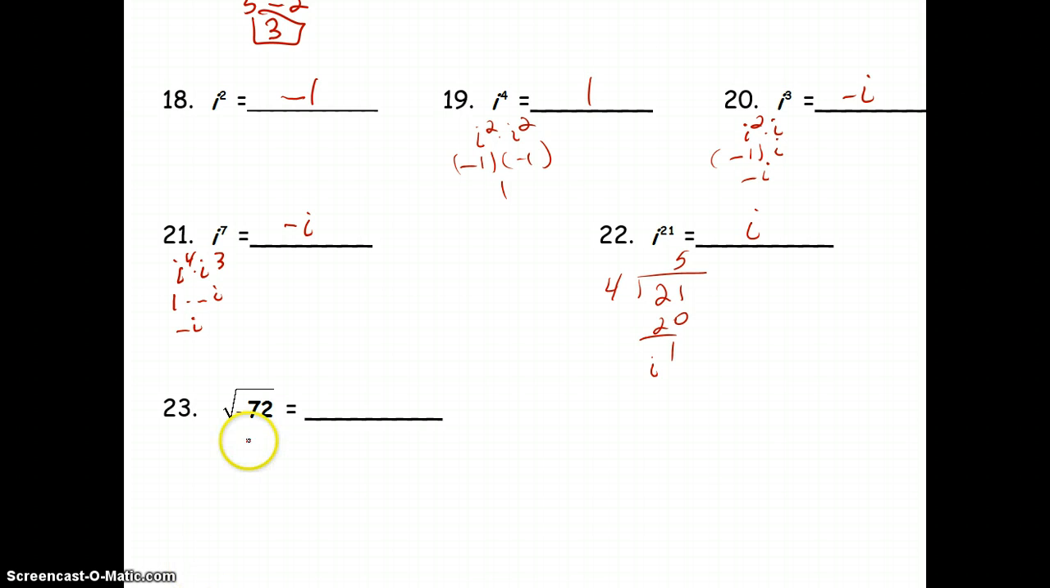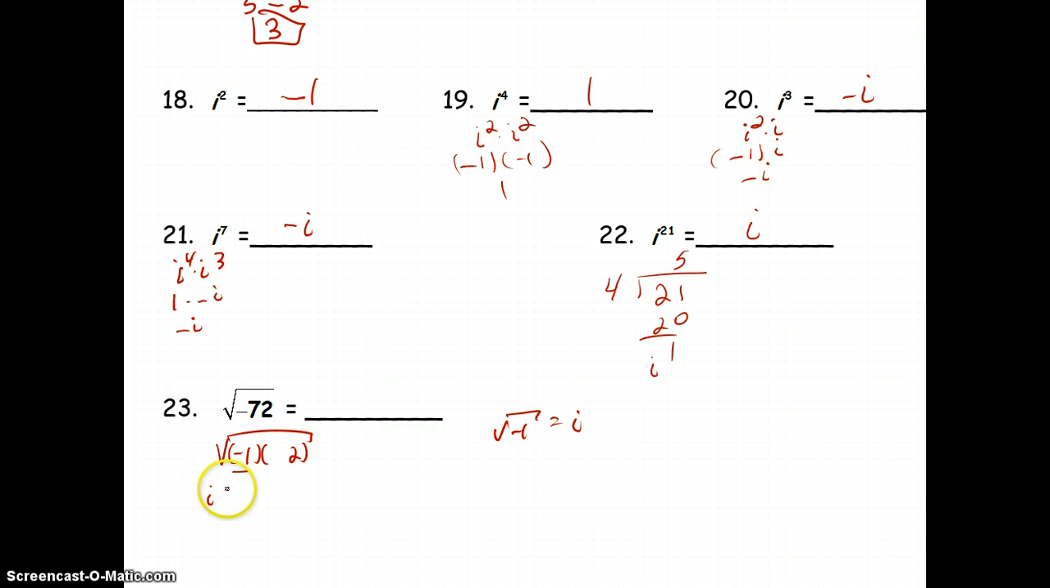We have the square root of negative 72. What we want to do is rewrite this as a combination of negative 1 and 72, and then simplify. The negative 1 comes out as an i, because the square root of negative 1 is equal to i.